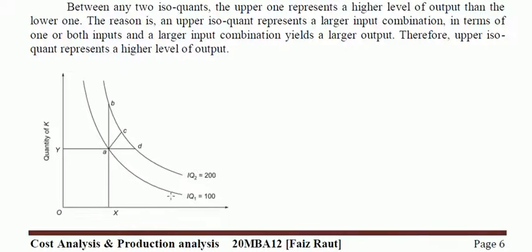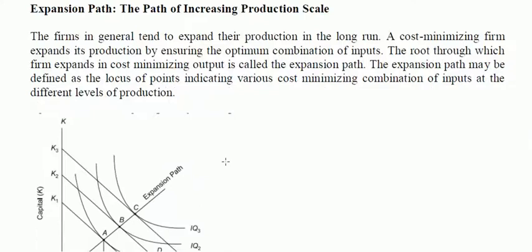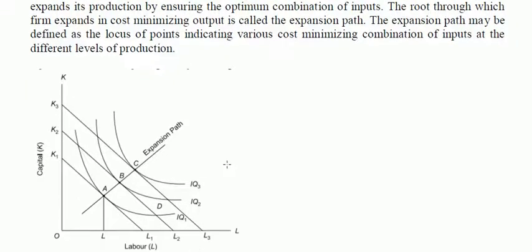So this is how the properties of isoquant curves are, and then the expansion path, or path of increasing production scale. So what is the expansion path of isoquant curves? The expansion path goes through the upper isoquant curves. If I keep on drawing, this path starts from somewhere above the origin, around a 45 degree angle to the origin. If you draw a line at that angle, I can be drawing the isoquant curves along that path, and along that path my production is increasing.